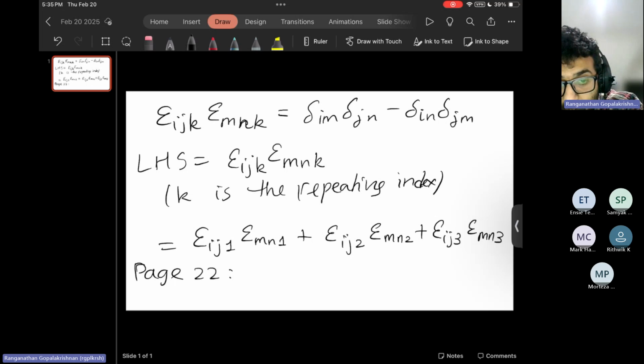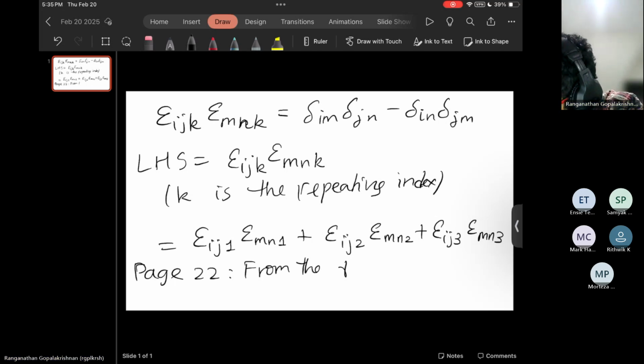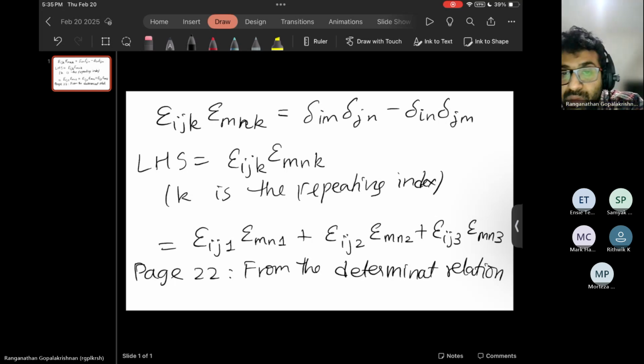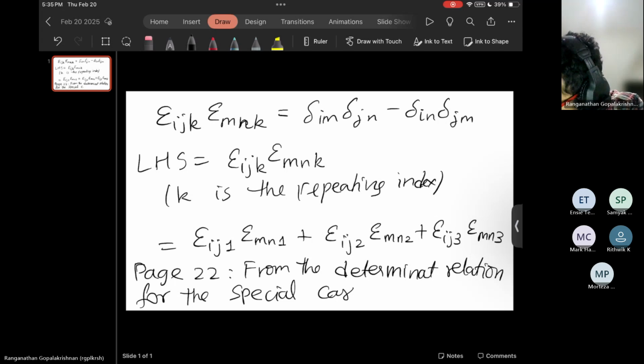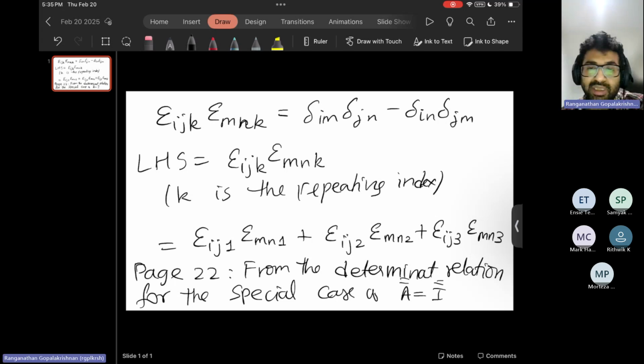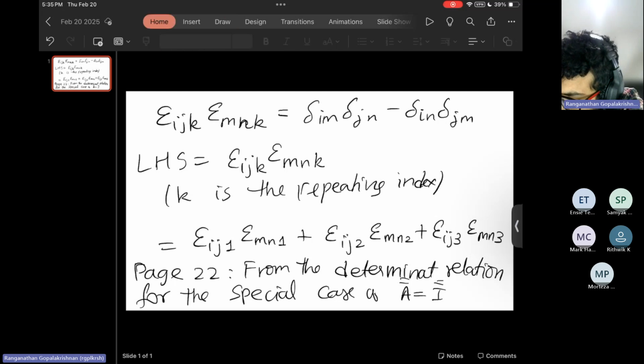This relation can be obtained from the determinant relation for the special case of A equal to I. That's what is given as hint in the book. Yeah. So what is that determinant relation?